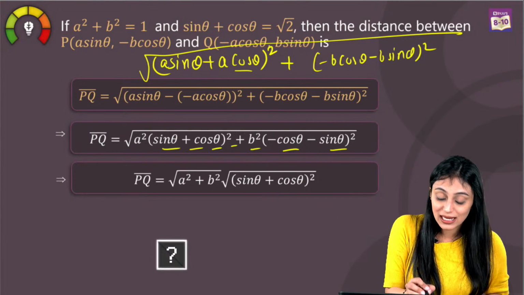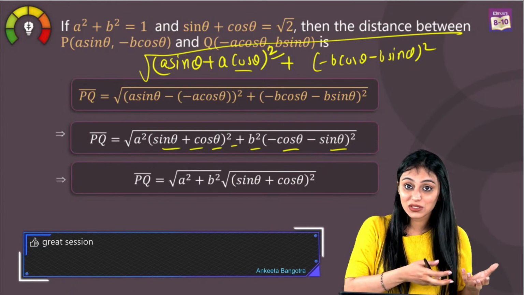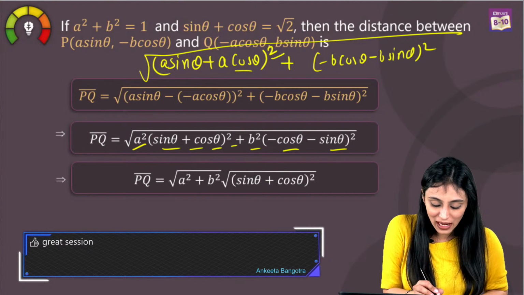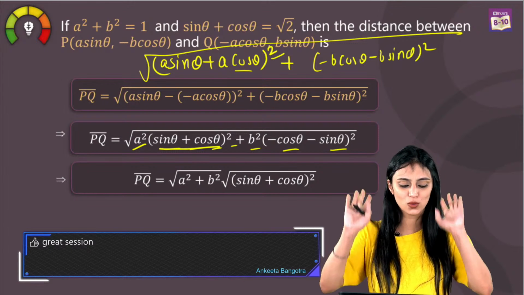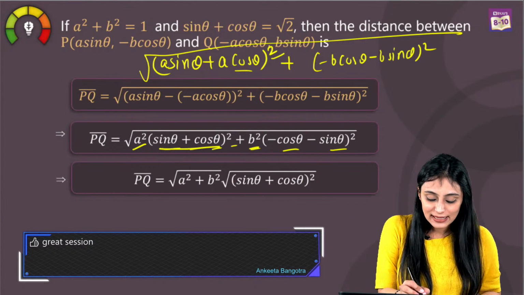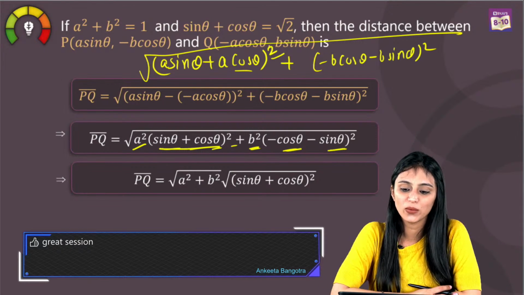Because a was inside the bracket and there was a square over here, you cannot write a outside this, you will be taking a square then, right? So we have taken a square. Inside the bracket I have sine theta plus cos theta whole square as it is. And here we have b square outside the bracket. Inside the bracket we have minus cos theta minus sine theta whole square. I hope you have understood this.